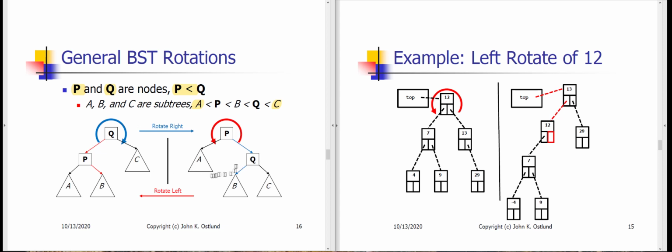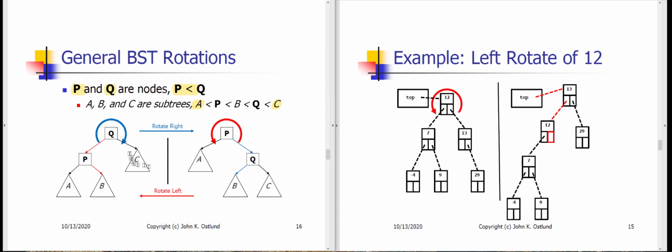On the other hand, going back the other direction, if P is the parent of Q and Q is on the right side, if I do a left rotation, that means to push P down below Q. Q is going to come up and have P as its left child, and the values that were to Q's left have to be changed to be at P's right.